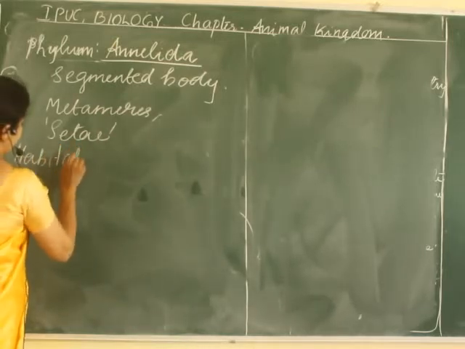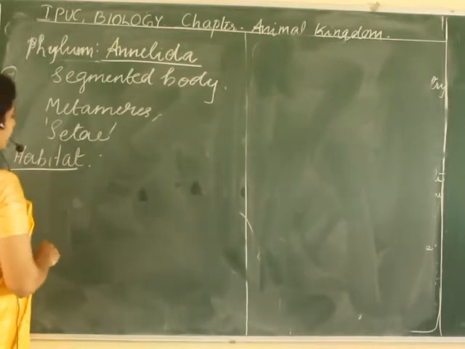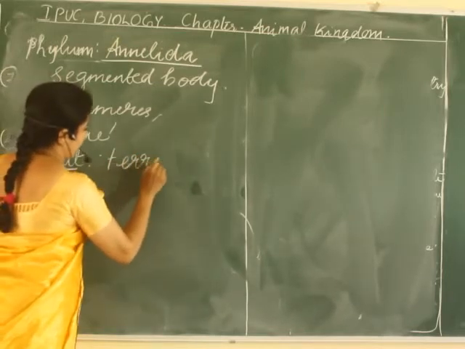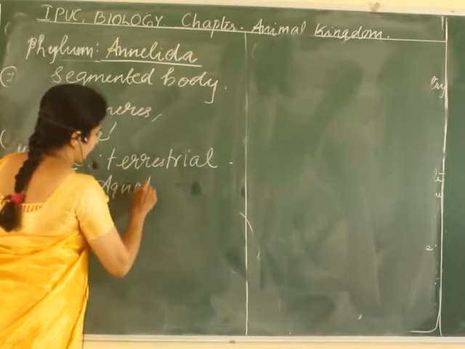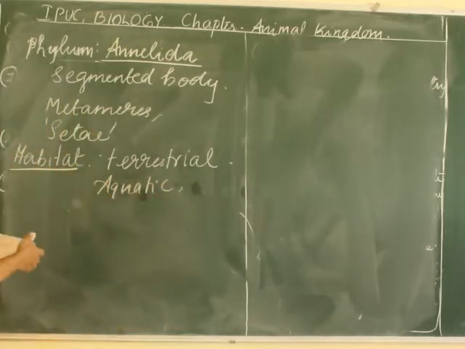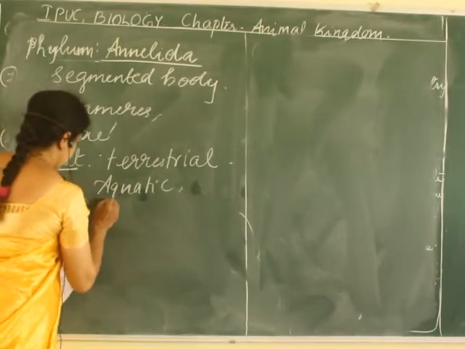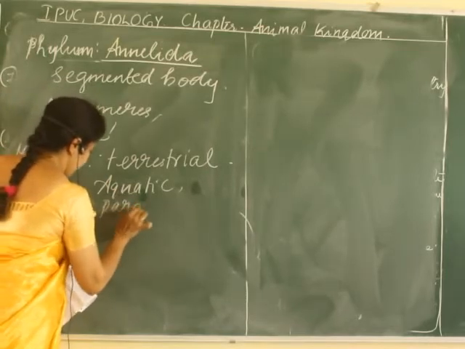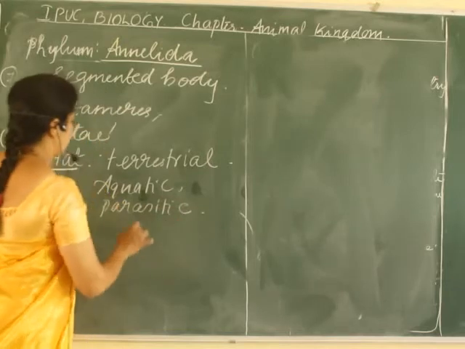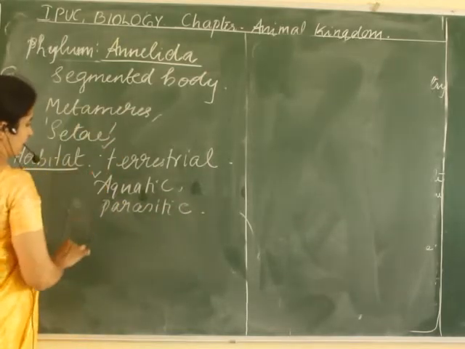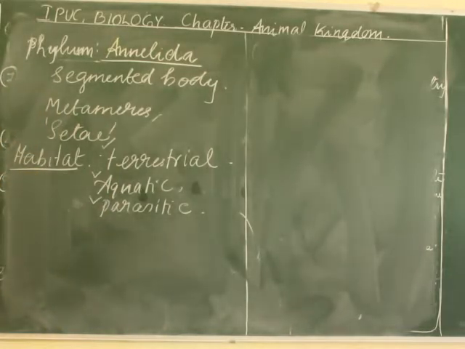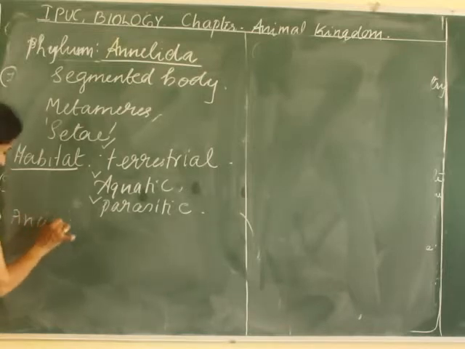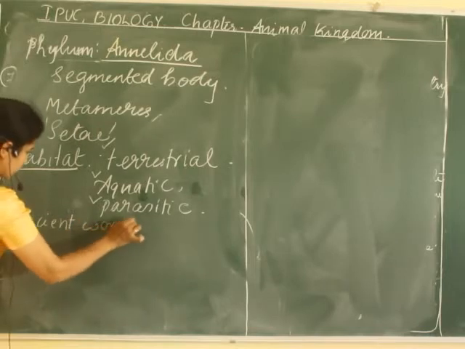Habitat. Any phylum, let us start by studying their habitat. Like Aschelminthes, they are also terrestrial. Then they also can be seen in aquatic habitat. Sometimes they are parasitic. They can be terrestrial, they can be seen in aquatic regions also, and they can be seen as parasitic. And phylum Annelida is one of the ancient worms.